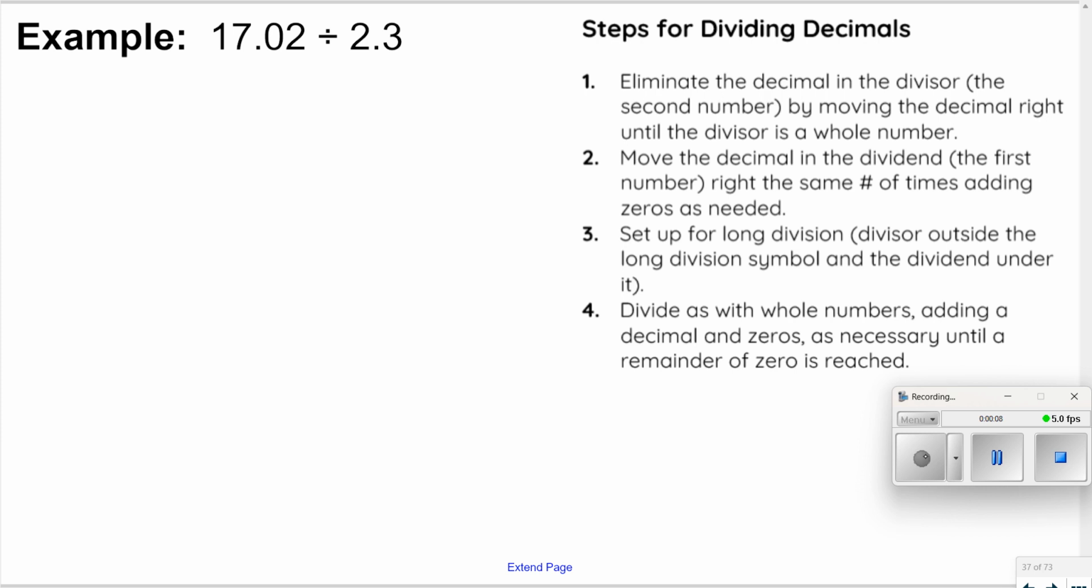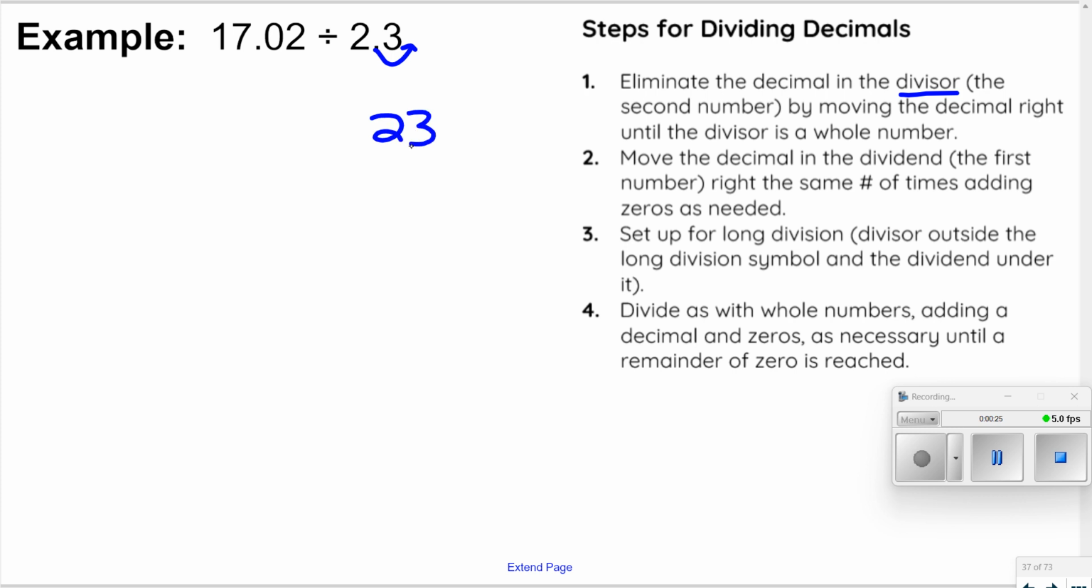So step number one, I want to eliminate the decimal in the divisor. Now the divisor is the second number, and I'm going to move the decimal right until the divisor is a whole number. So I can see I have 2.3. I have to only move it over one time. Now it's a whole number, and that whole number is 23.